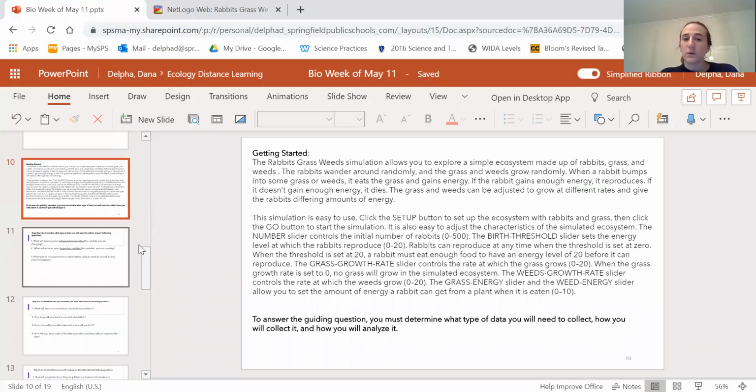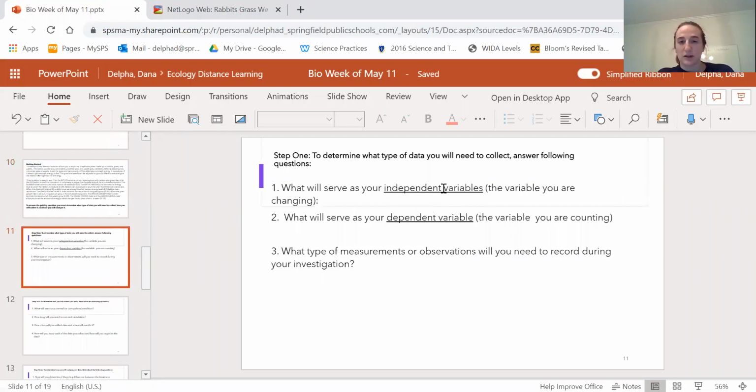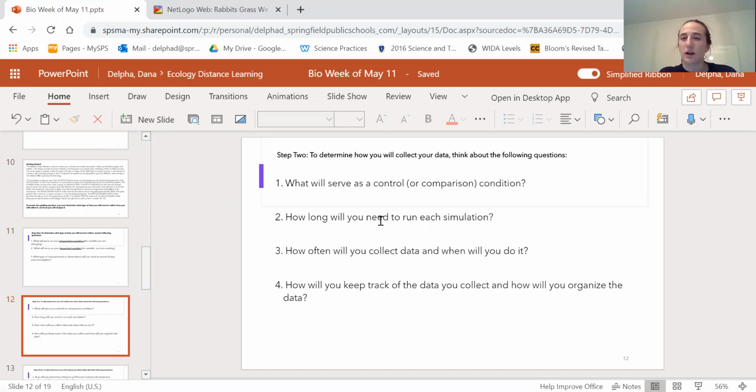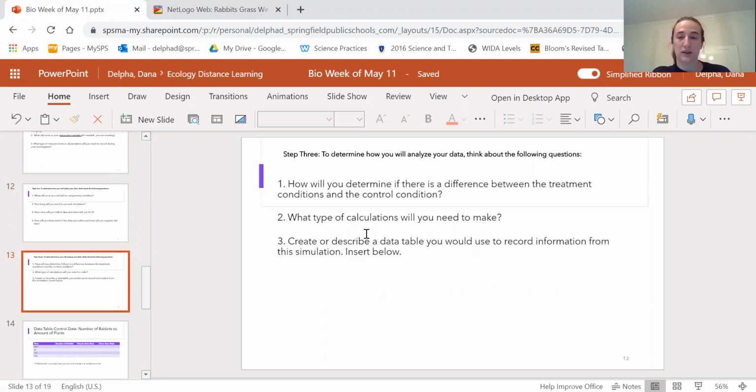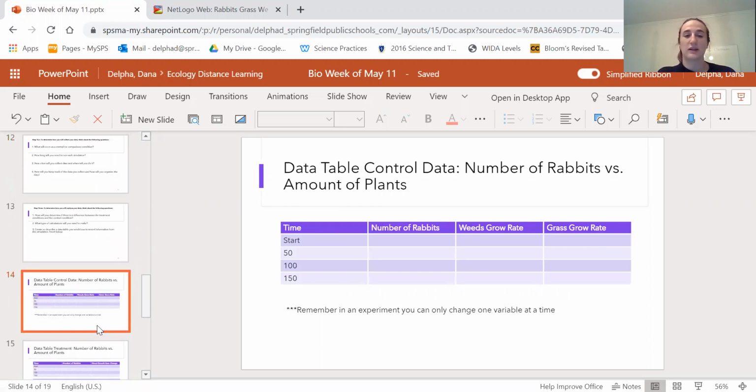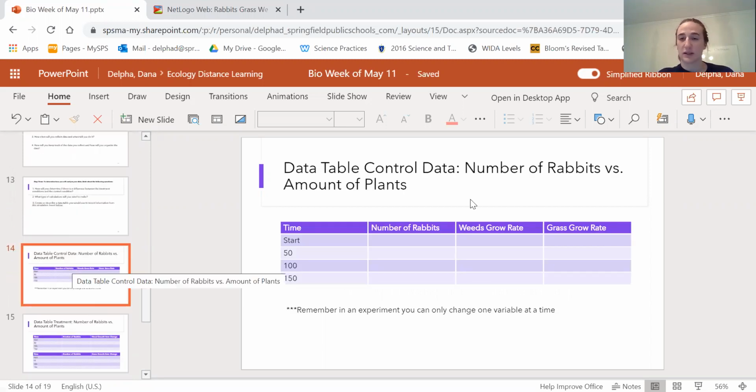So once you go through and identify your independent and dependent variables, you're going to tell me a little bit about how you think we should collect our data about the plants and the rabbits. Do you think we'll need to make any calculations, find any averages? You are going to see a data table on slide 14.